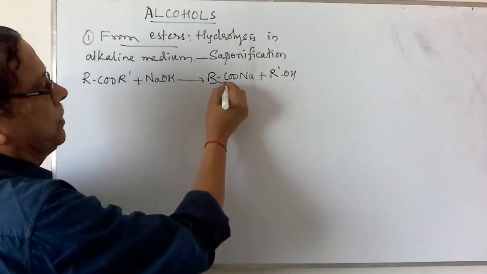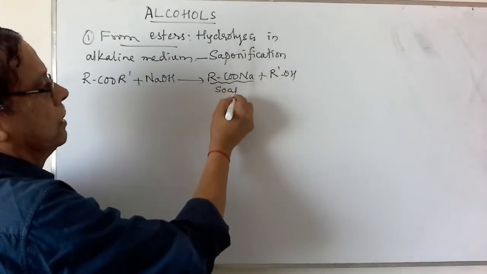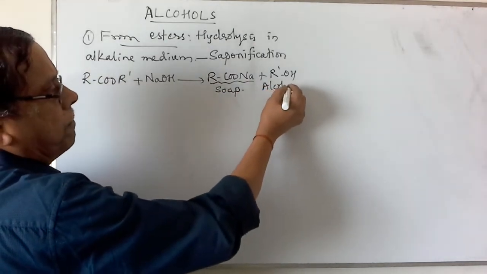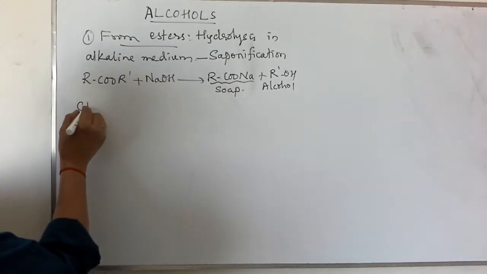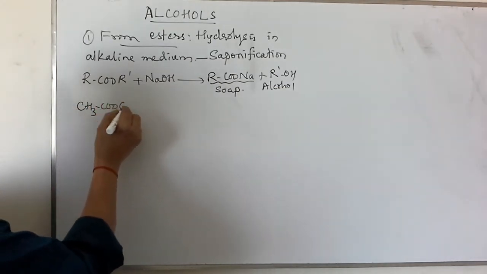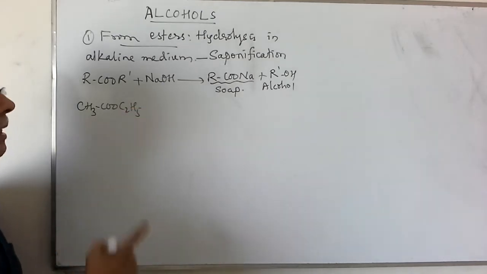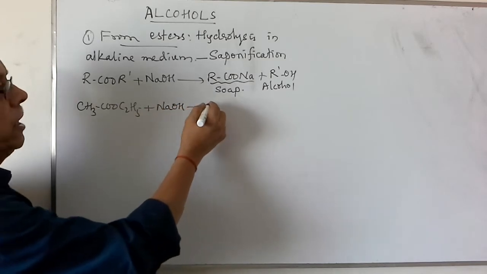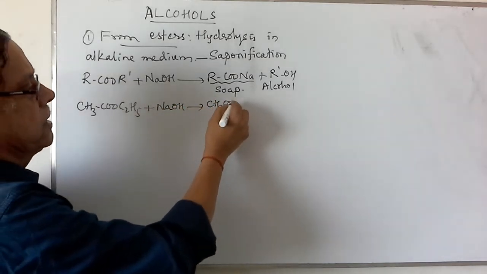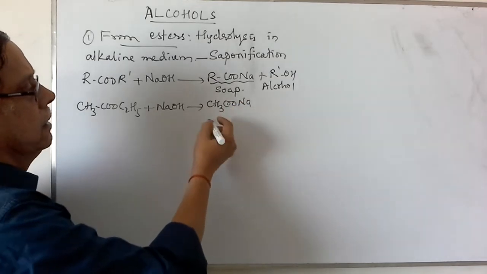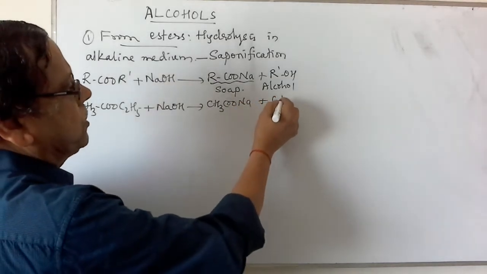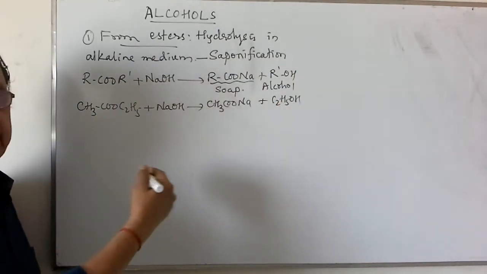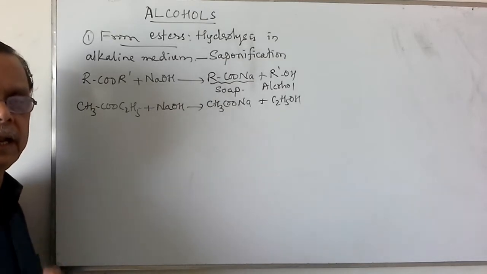Since this sodium salt of the carboxylic acid is named soap, the reaction is named the saponification reaction. This is alcohol. Let us consider, for example, CH3COOC2H5. When ethyl acetate is reacted with sodium hydroxide, it gives rise to the sodium salt of acetic acid, sodium acetate, along with the formation of C2H5OH. This is a similar method for the manufacture of glycerol on the large scale.